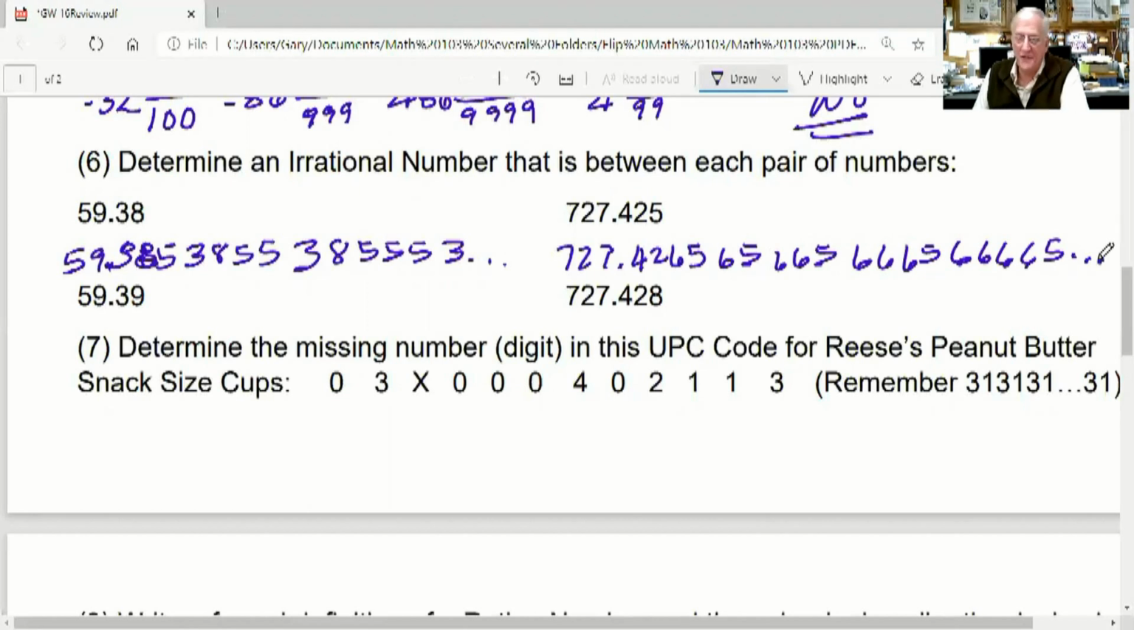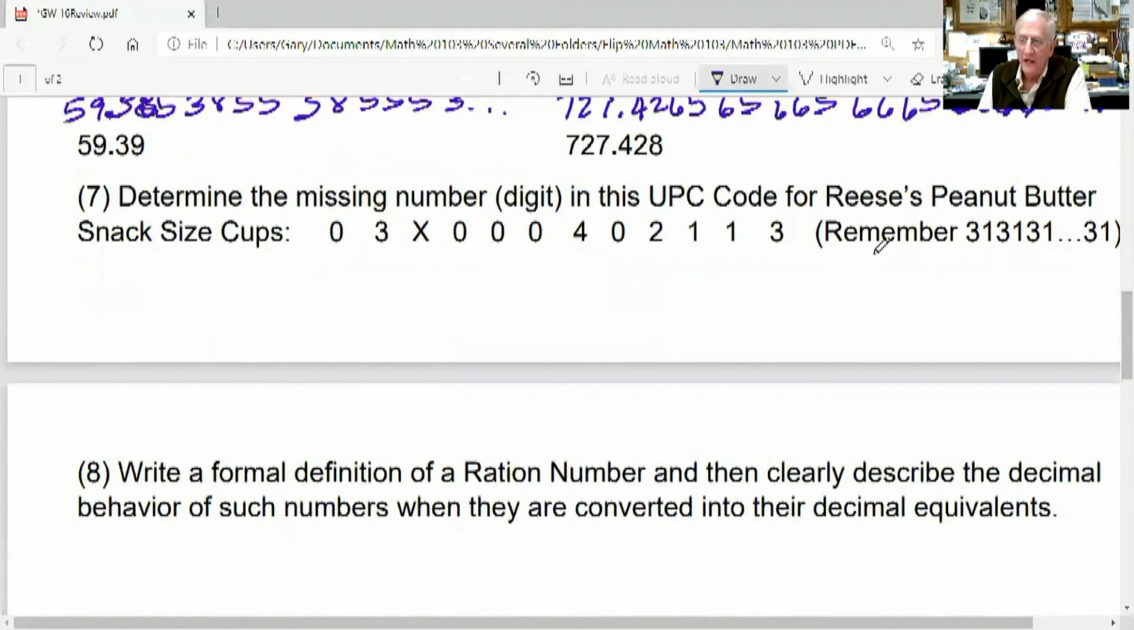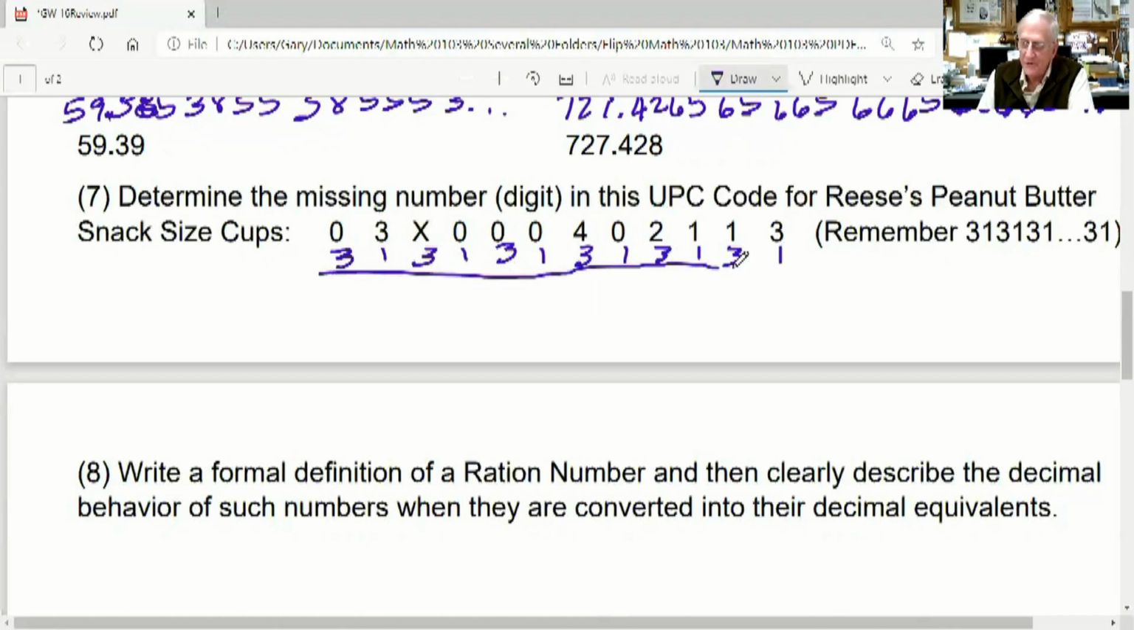All right, we haven't visited this maybe in a while, so let's take a quick look at this. Determine the missing digit in this UPC code. So let's do that. Let me slide this down a little bit. For Reese's peanut butter snack size cups. Okay, all right, so remember to do this, we need to put down here the code 313131. So I'm going to do that right now, underneath. And of course, I have to multiply by these. Draw myself a sad line here.